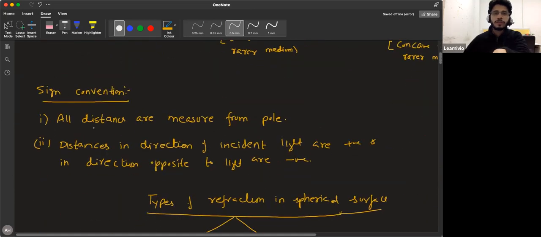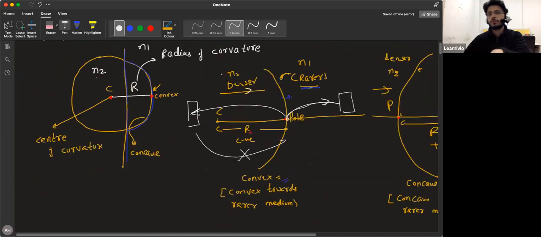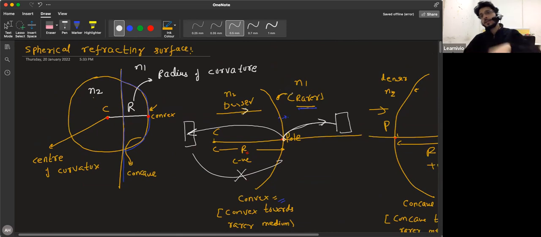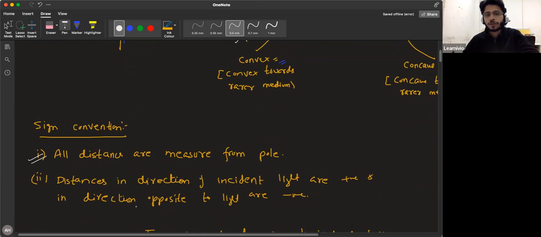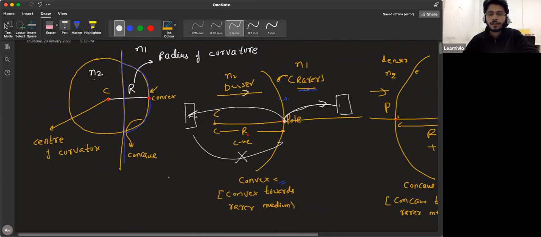So the first point of sign convention is all distances are measured from the pole. I'm repeating again, the starting point for measuring all distances is always the pole. You start from the pole and then you will go to another body. Second, distances in the direction of incident light are positive and the direction opposite to that of light is negative.